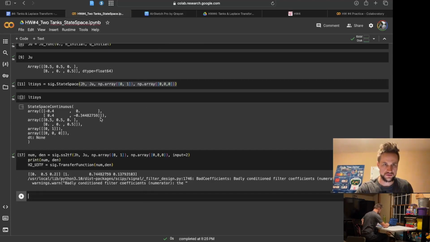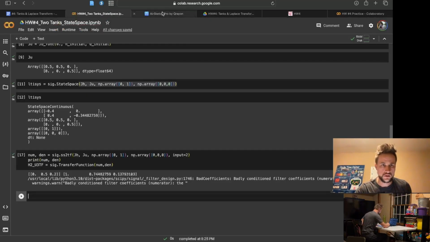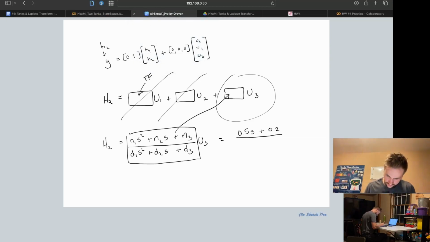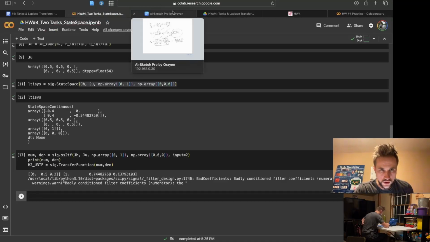So we've got 0.5 and 0.2 for the numerator. So this equals, obviously the 0 cancels out the s squared, 0.5s plus 0.2. And then for the denominator, we have 1, and then 0.745. Well, we don't need to write the 1. So s squared plus 0.745s plus 0.138.